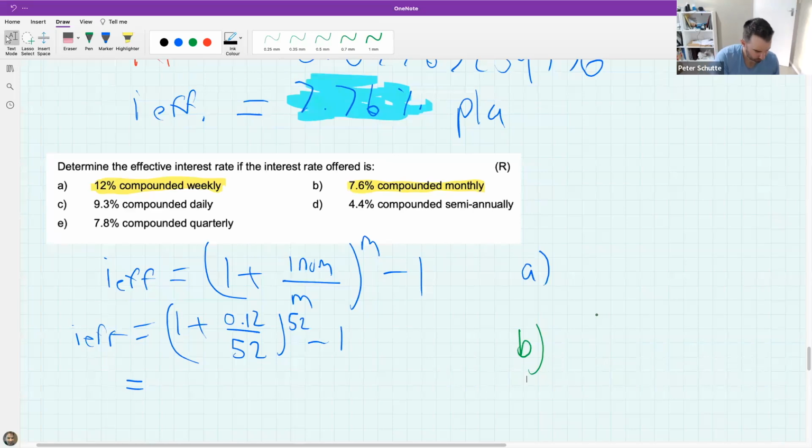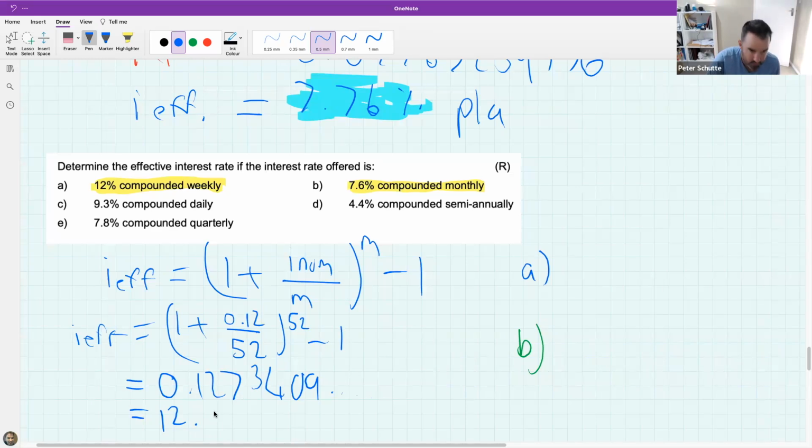Okay, so what are we getting? Put your answers in the chat if you feel like you... Yeah, so I get, for this one, 0.12734009, and so on, which is going to be 12.73% per annum effective rate.